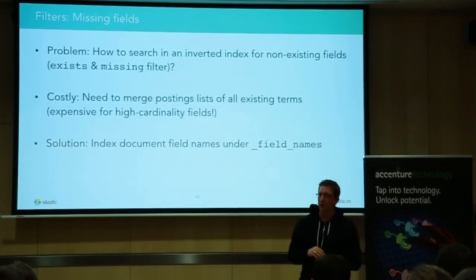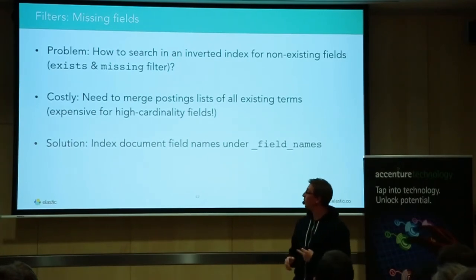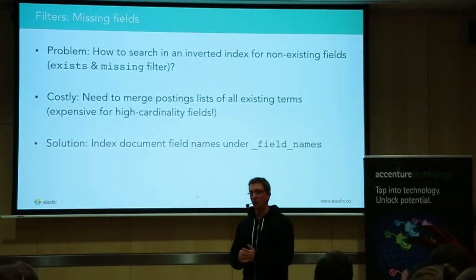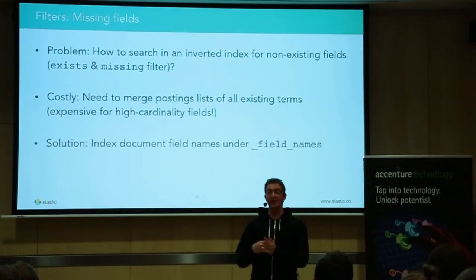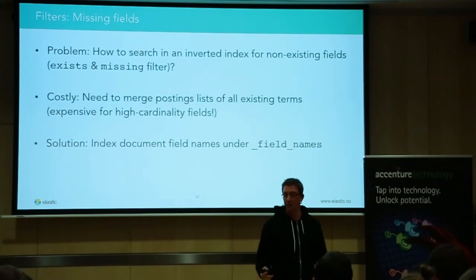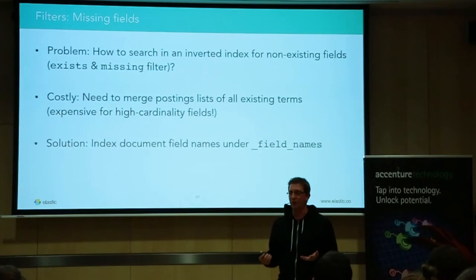Okay, another thing. Missing fields. This is something that bit us a couple of times. So the problem is, how do we search an inverted index when we want to find all documents that are missing a field? Because the inverted index only contains data if you actually indexed something. If I leave the authors field empty, the inverted index is not changed.